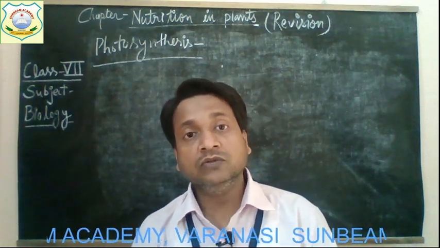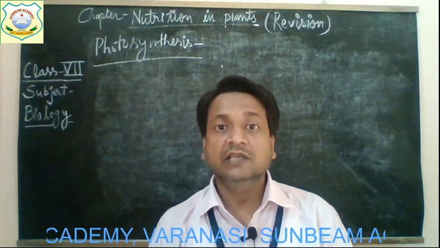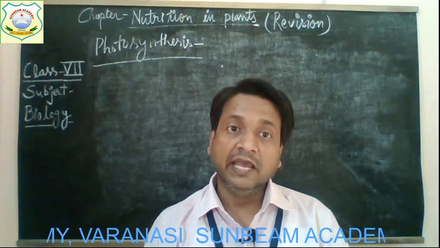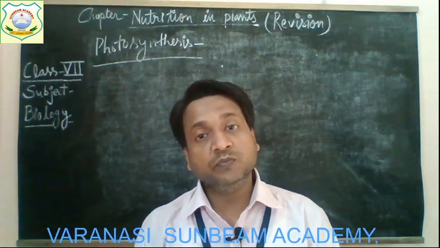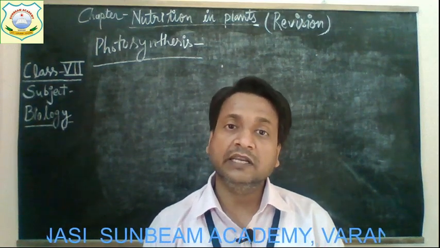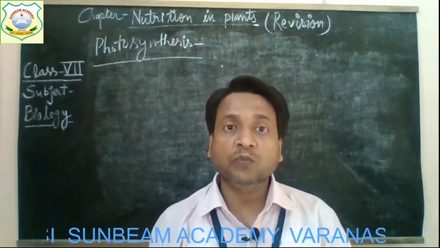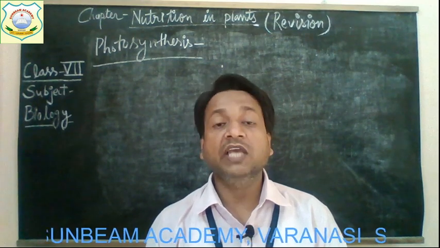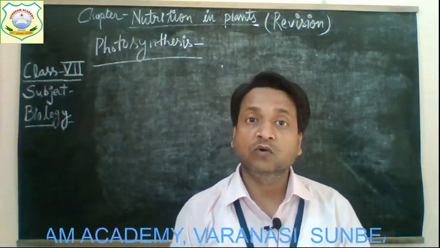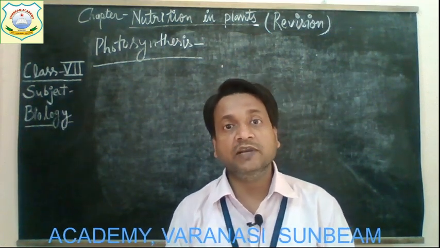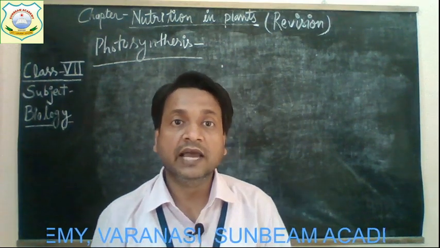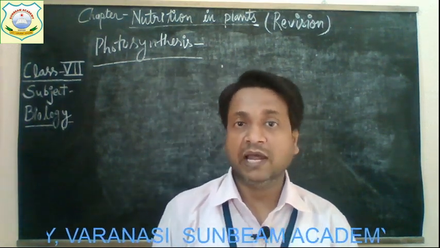So they use these substances: sunlight, water and carbon dioxide, and one more substance present in green plants, the green structures known as chloroplasts, which have a green pigment called chlorophyll. So these four different substances together synthesize the food in green plants.